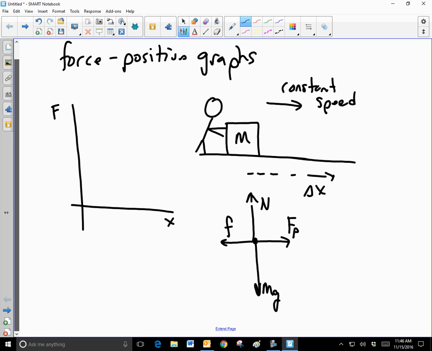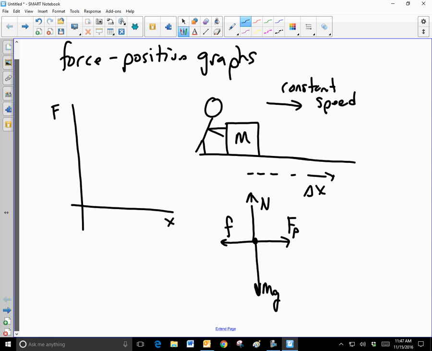Which one of those forces is doing work on the box? None of them are doing work on the box? F_P and friction are both doing work on the box. What about the normal force and mg? No, because they're perpendicular to the direction of motion, or perpendicular to the delta x. So they don't do work on the box, but the force of the push and friction are both in that plane that the object is moving, so they are both doing work.